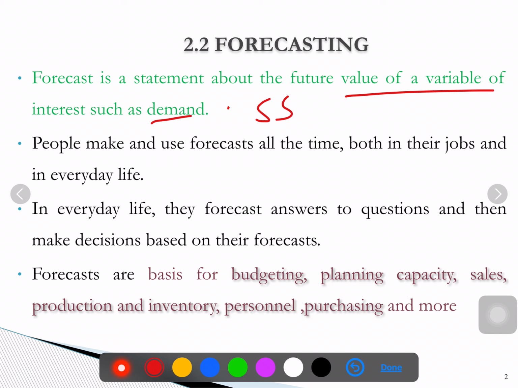In everyday life, for example, we forecast answers to questions and then make decisions based on those forecasts. And in business, forecasts are the basis for budgeting, planning capacity, sales activities, production and inventory, personnel, purchasing, and more. So forecasting is important in our daily life and also in the business environment.